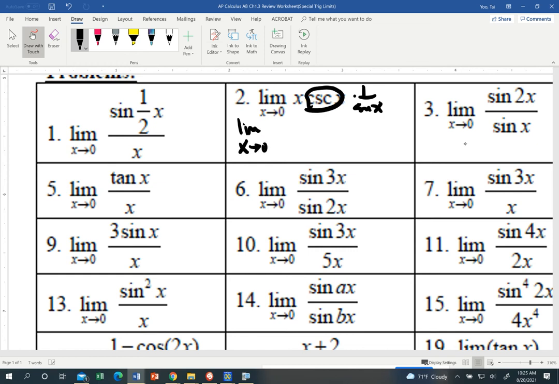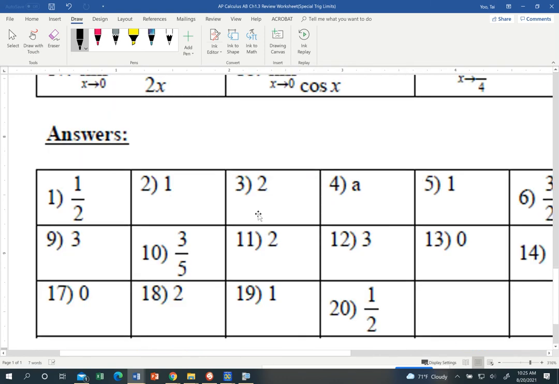limit as x goes to 0 of x times 1 over sine x. But isn't this the same thing as x over sine x? Right, x times 1 over sine x is the same thing as x over sine x. You see it? So are they matching now? Yeah, they're matching. Isn't that your second formula, part B? X over sine x. So what is this equal to? 1. So this is equal to 1. And you can check your answer. It is 1.